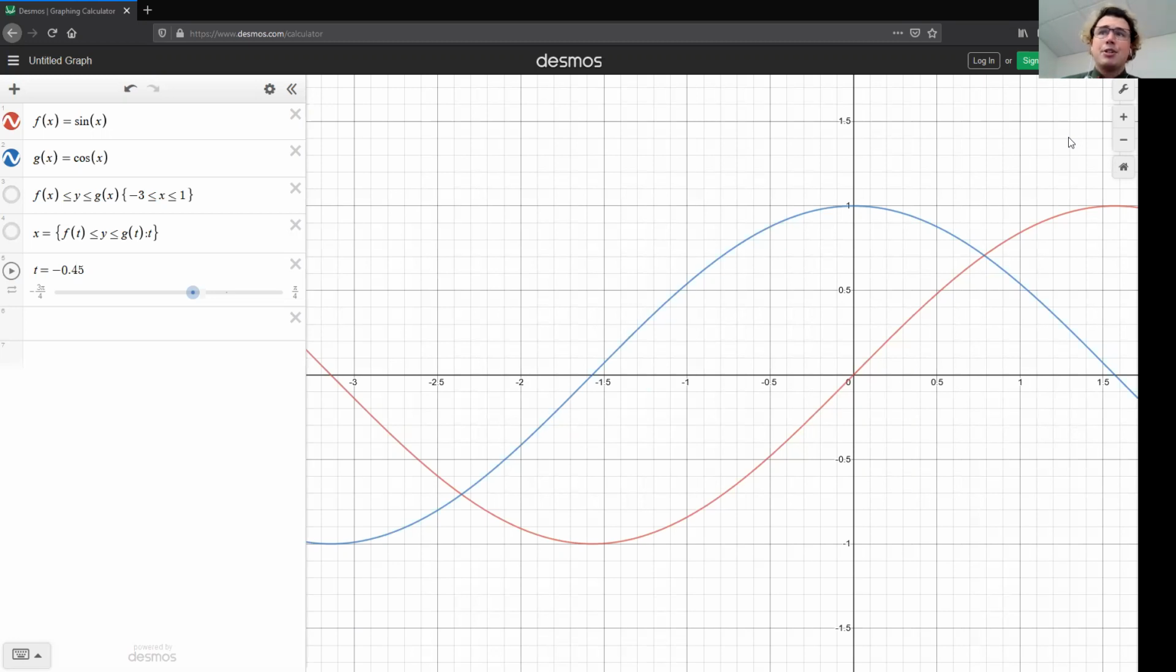So to illustrate this, let's look at two different curves at the same time. In the red, I have graphed f of x equals sine of x. And in the blue, I have graphed g of x equals cosine of x. And the question that I would like to pose is, how can we calculate the amount of area between the two different graphs? So here I have that area highlighted in green.